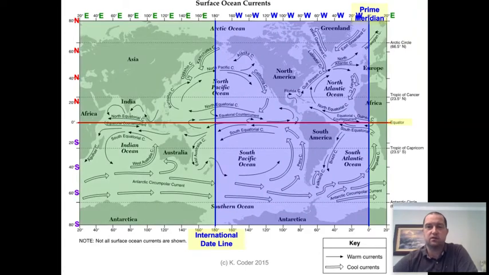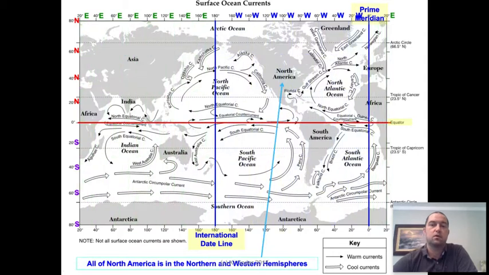Now notice how it looks like it was cut off, but the Earth is continuous going around. We just want to emphasize North America in the center of this map. So there's only about 20 degrees east on the right-hand side, and then it continues with 20 degrees east on the left side of the map. Notice how all of North America is north of the equator and west of the prime meridian.